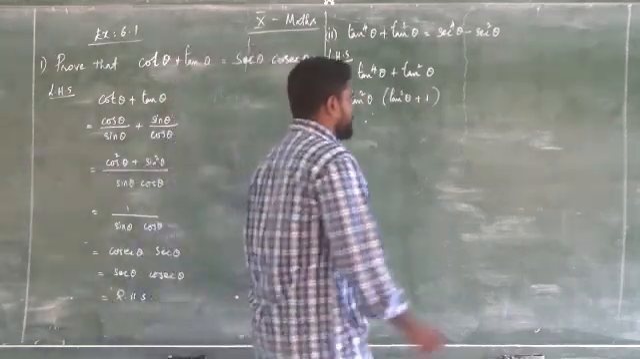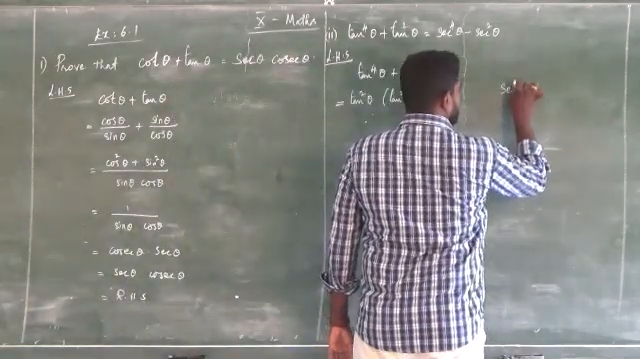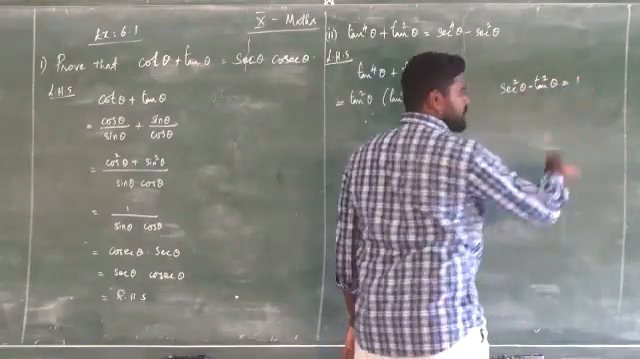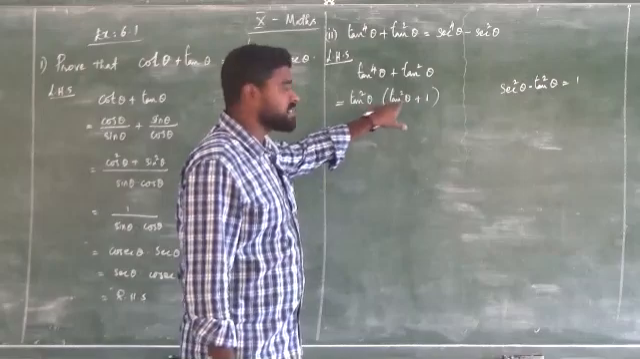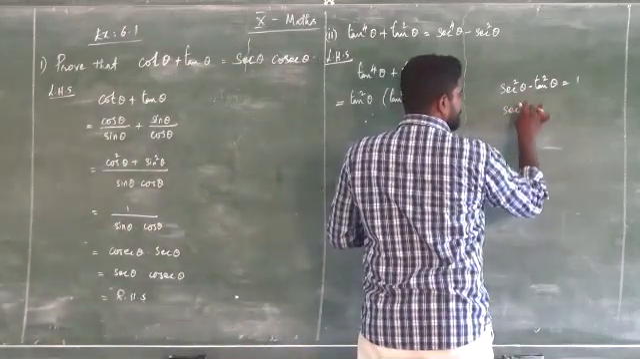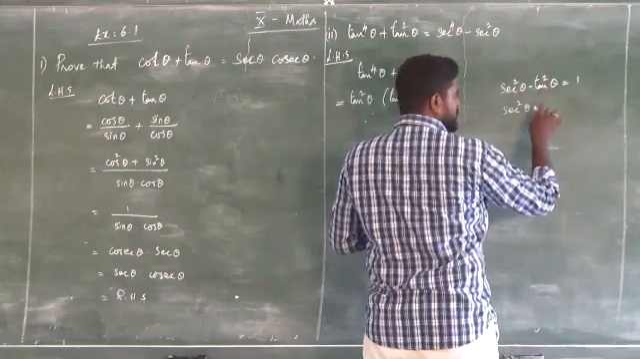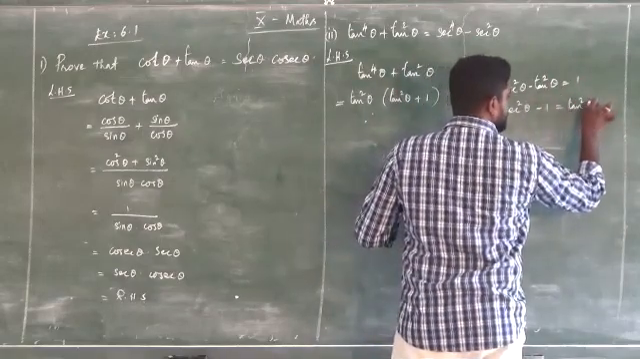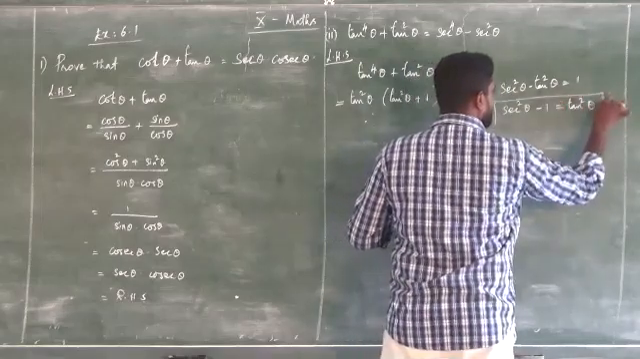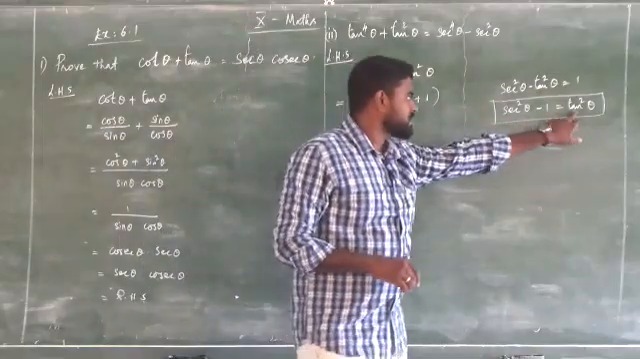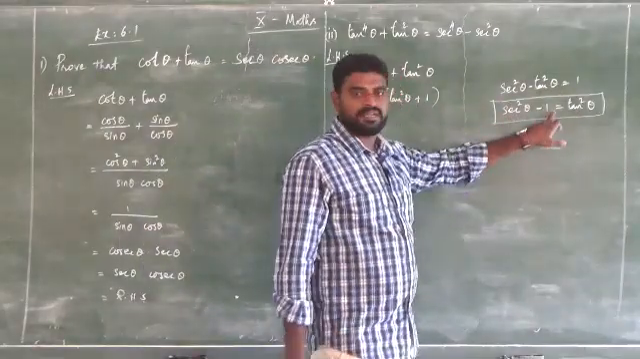We know the identity secant square theta minus tan square theta is equal to 1. So here we have tan square theta. From this, if you want to find tan square theta, the plus 1 becomes minus 1 on the other side, and minus tan square becomes plus tan square theta. So this is the formula for tan square theta. Instead of tan square theta, we can write secant square theta minus 1.